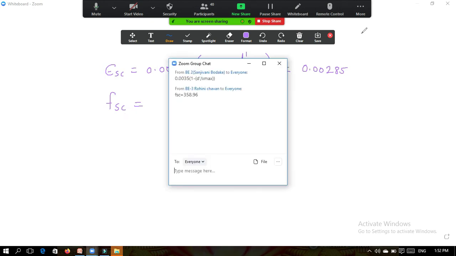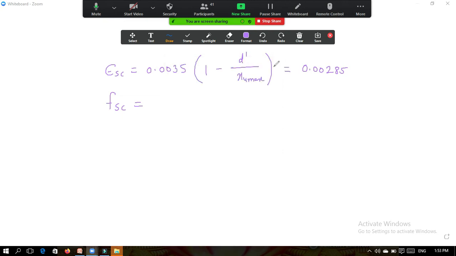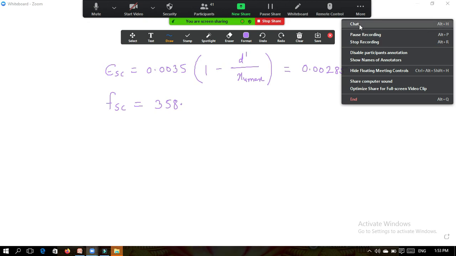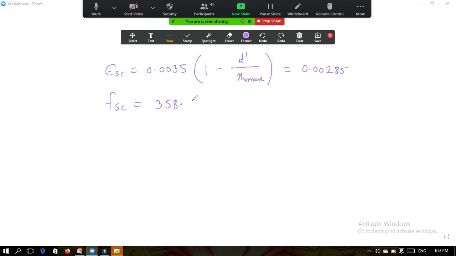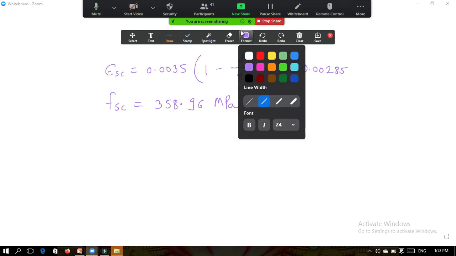So the value of FSC is 358.96. Others, please check the answer. Look into the chat box. 358.96 is the answer given by roll number 3. Others, please check whether it is right or wrong. I am writing here: 358.96 Newton per mm square. This is the answer.